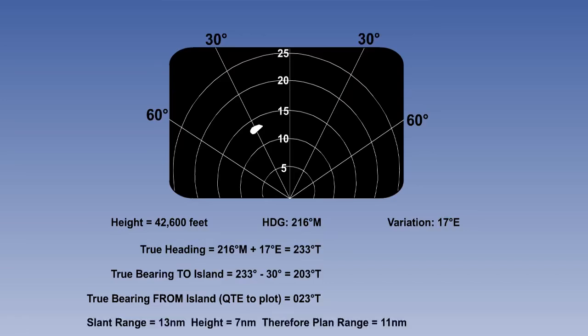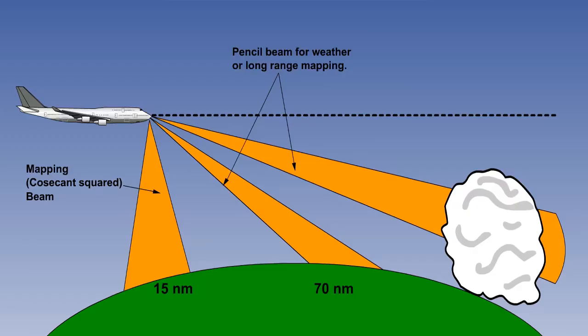The other calculation which can be made is to find ground distance to the feature using the Pythagoras theorem, namely that in a right-angled triangle, the square of the hypotenuse is equal to the sum of the squares of the other two sides. The minimum and maximum mapping range depends upon the aircraft's height and the type of terrain, but minimum range is about 15 nautical miles and maximum about 70.